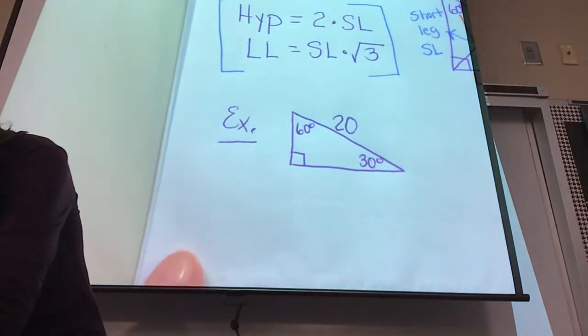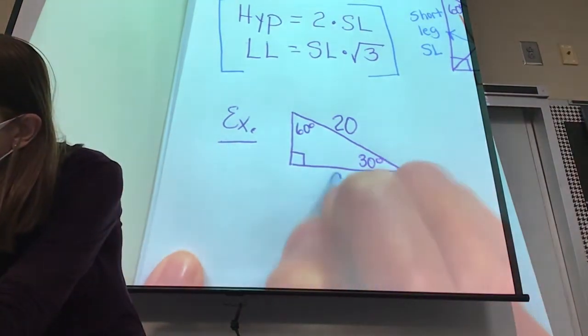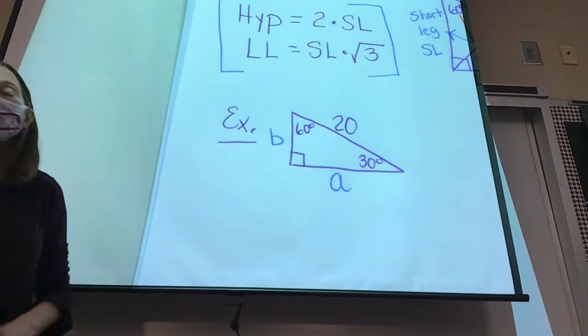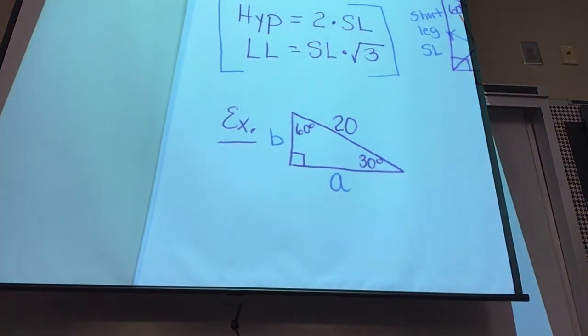So now we're going to label this. I'm going to call this A and this B. They will be called AB, they will be called XY, they will be called MN, they will be called all kinds of things. Your job is simply to find them.